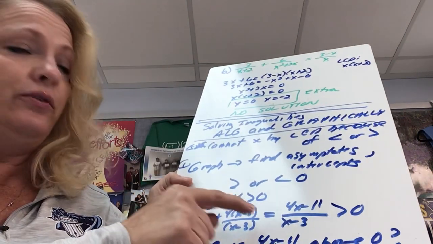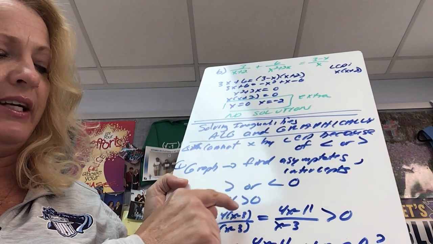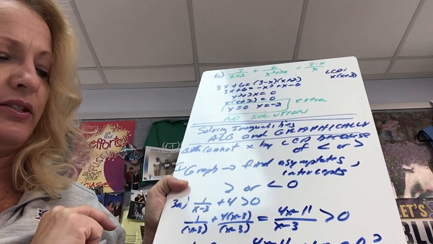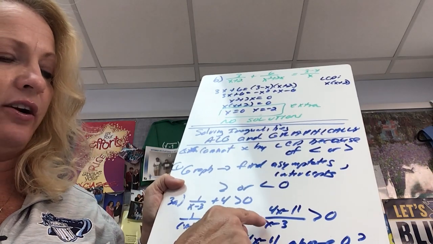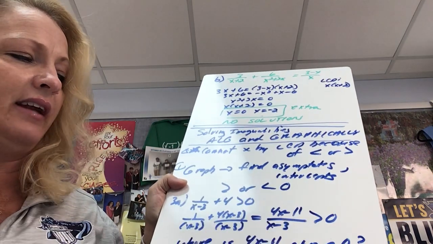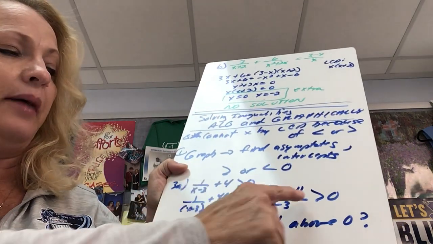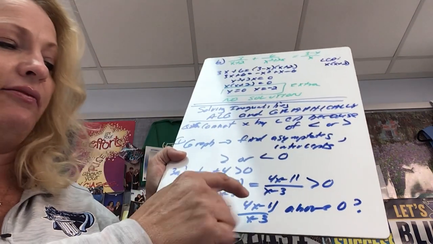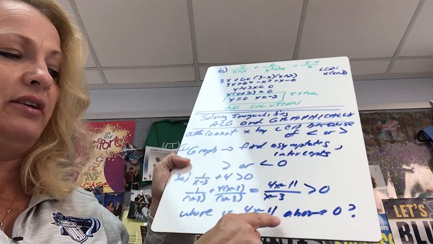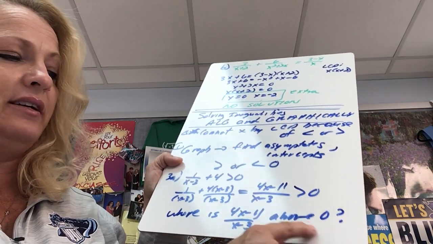So the good news is this is greater than 0 already. So I'm going to get a common denominator of x minus 3 over x minus 3. Now I'm going to add my terms with the common denominator, and now here is the inequality that I am working with. I've not changed anything. I just got a common denominator and made it a rational function. Now, how am I going to use my graph? Well, I am asking what values of x make this graph above the x-axis? Where is it above 0?